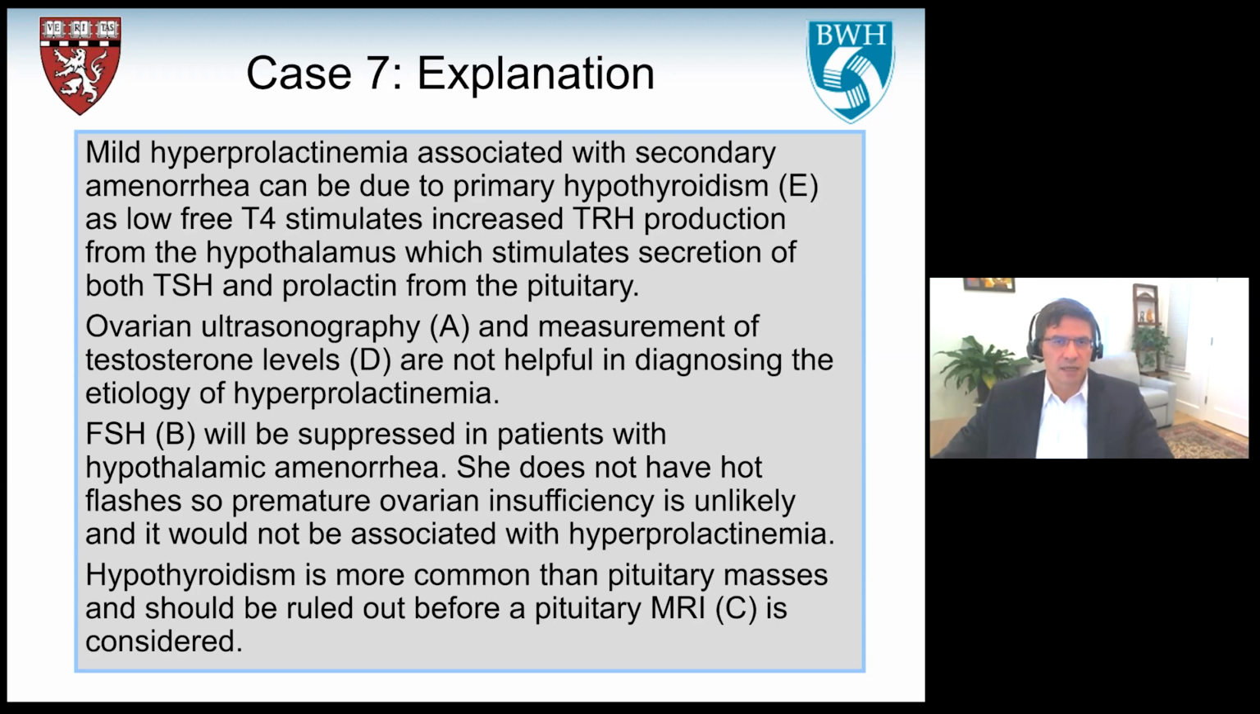Testosterone levels are not helpful in diagnosing the etiology of hyperprolactinemia. FSH will be suppressed in patients with hypothalamic amenorrhea. She does not have hot flashes, so premature ovarian insufficiency is unlikely, and it would not be associated with hyperprolactinemia. Hypothyroidism is more common than pituitary masses and should be ruled out before a pituitary MRI is considered.